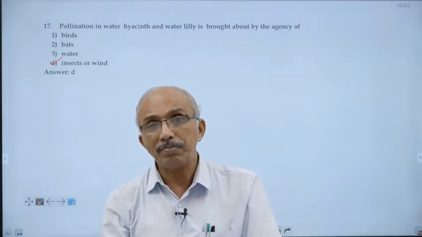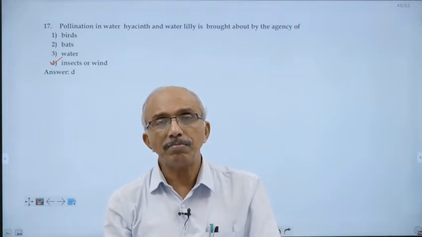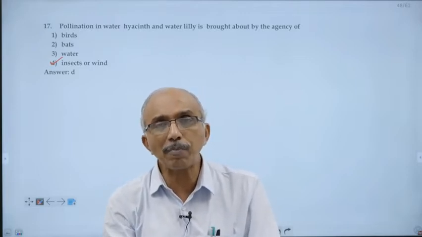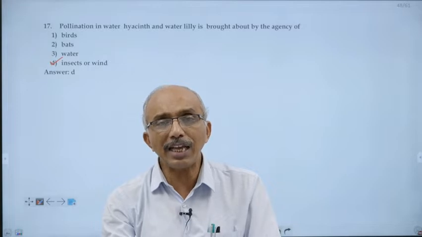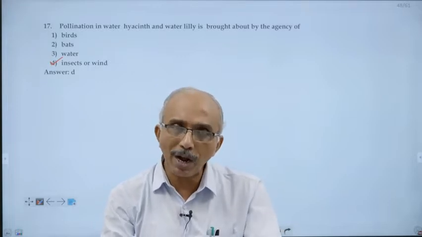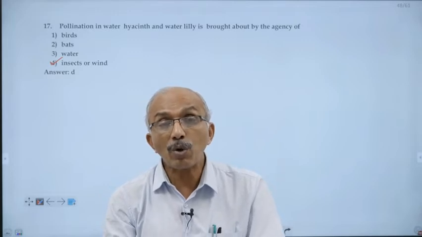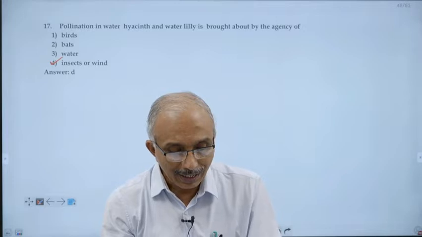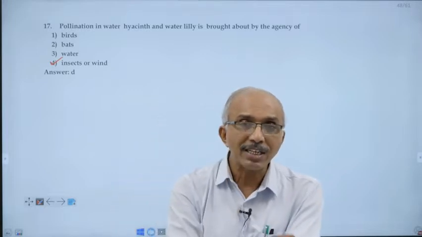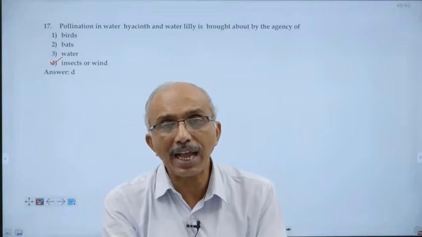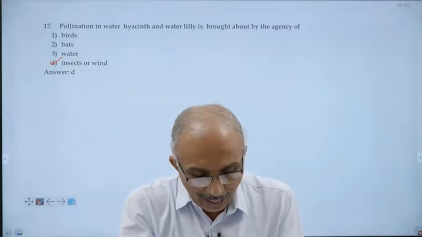Vallisneria and Zostera are aquatic plants. Vallisneria is a freshwater plant. Zostera is a marine one. They are aquatic plants and they are pollinated by water. But all water plants are not pollinated by water. A good example is Eichhornia, or water hyacinth, and water lily.